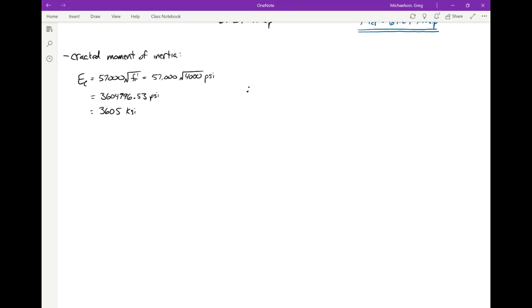Right now, I want to use that to determine what n is. Okay, and n is Es over Ec. Again, Es is 29,000 ksi over 3605 ksi. And when you chug that out, you get an n value of 8.04. And whenever we deal with n values, we just round to the nearest whole number. So I'm just going to take n to be 8.